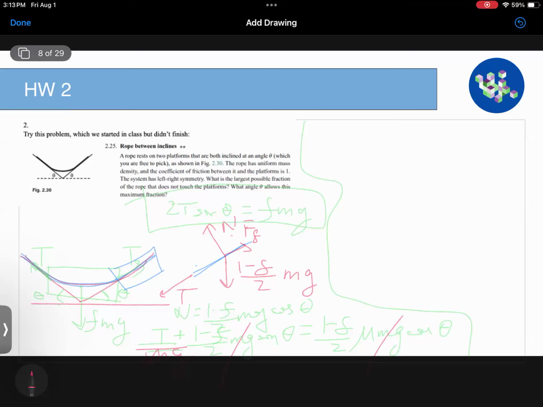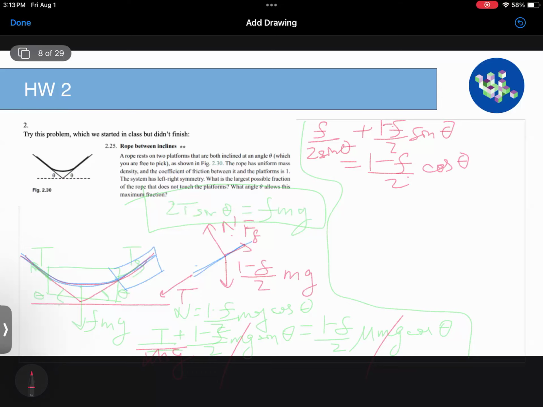So what we get is f over 2 sine theta, plus (1 minus f) over 2 sine theta, and that equals (1 minus f) over 2 times cosine theta. We're given that the coefficient of friction is 1, so mu is just equal to 1. So it's just (1 minus f) over 2 cosine theta.